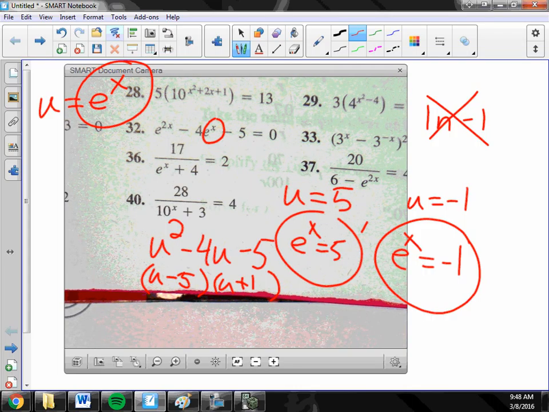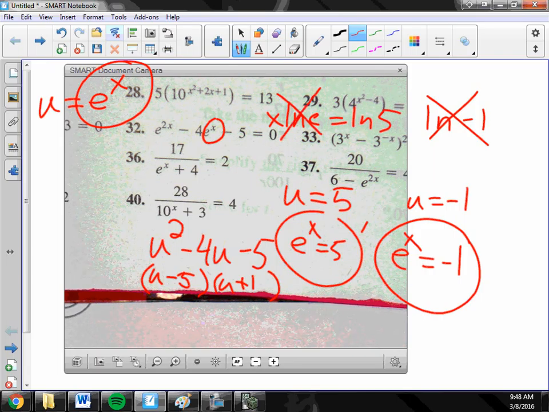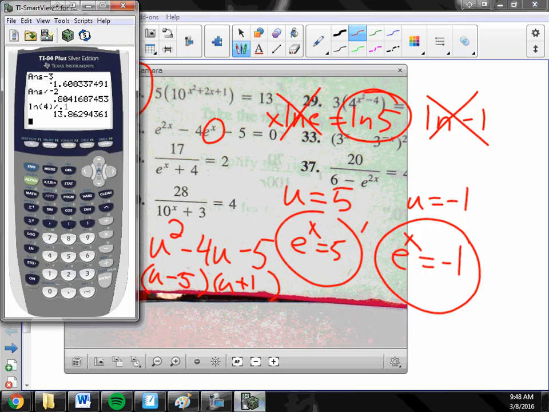We natural log both sides. X ln of e is equal to the ln of 5. The ln of e is 1. So my answer is the ln of 5. That's the exact answer. The approximate answer is going to be 1.6.